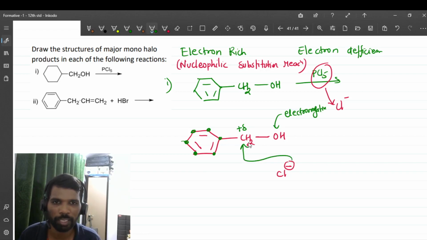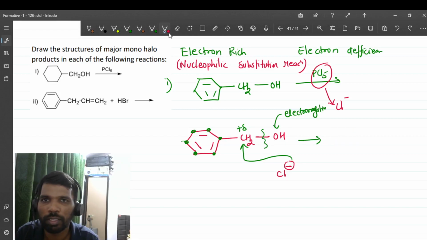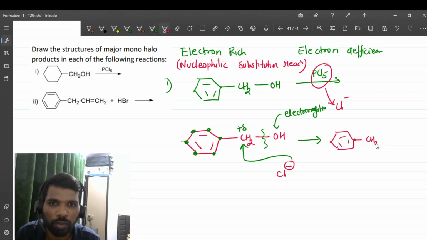Once this attack is taking place, the carbon is going to form 5 bonds, which is not possible, right? So one bond should break, always the longer bond. The longer bonds are easy to break. So here the carbon-oxygen will be the longer bond. So this is the bond which is going to break. And the final compound you are going to have is this, CH2Cl. That's it.